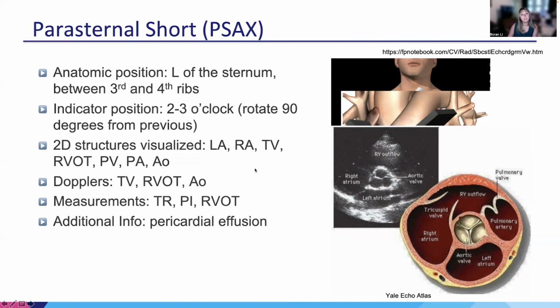From here, you can get decent Dopplers for the tricuspid and the RV outflow because the flow itself is relatively parallel to the beam, right? If the beam is coming out like this, and these are each of the rays, then this beam is parallel and this beam is parallel, and that's the tricuspid valve and the pulmonary or RVOT. You can also put the Doppler on to see if there's aortic insufficiency. You just put it right over here. Measurements, again, TR, PI, and then if there's any effusions, they would be posterior effusions, which would be behind the left, maybe the right atrium.